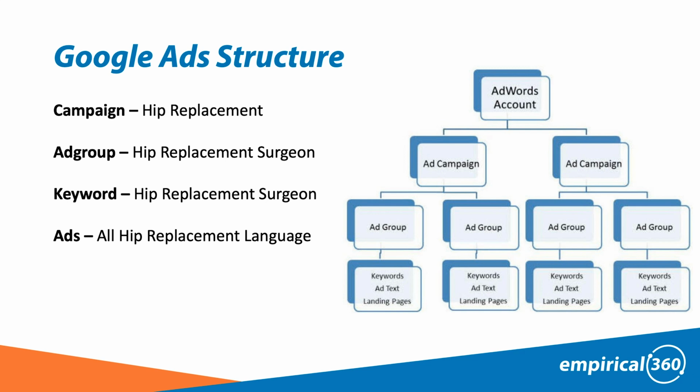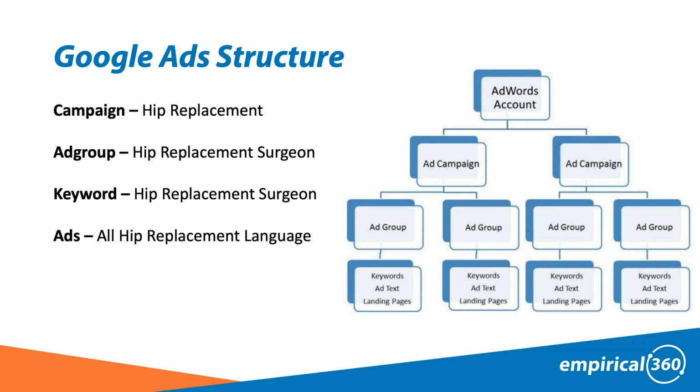So a Google structure for an orthopedic surgeon could be a campaign would be hip replacement. So that's the main campaign, and we're going to house all the different terms relating to hip replacement in this campaign. One of the ad groups could be hip replacement surgeon, and you can put keywords related to that, or you can do what are called single keyword ad groups, which is what we prefer to do. And there's an actual how-to video on how to set those up.